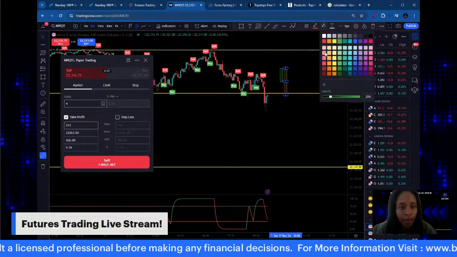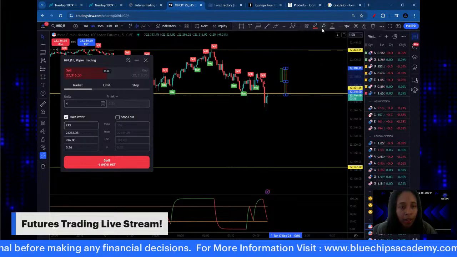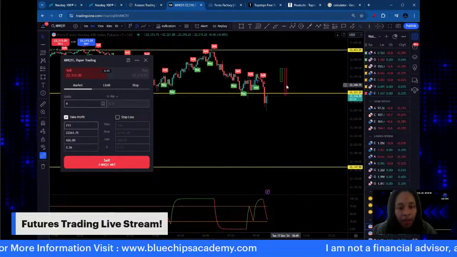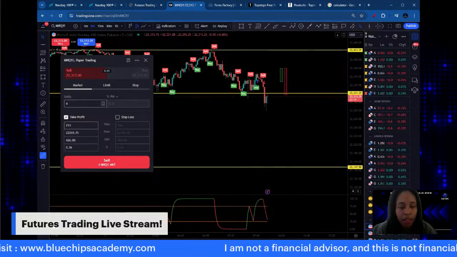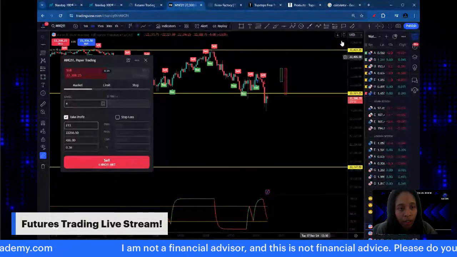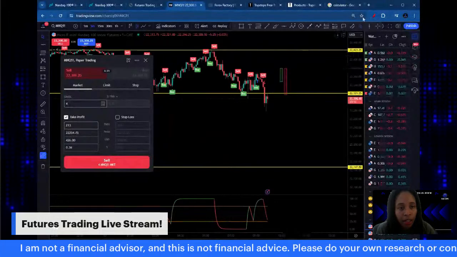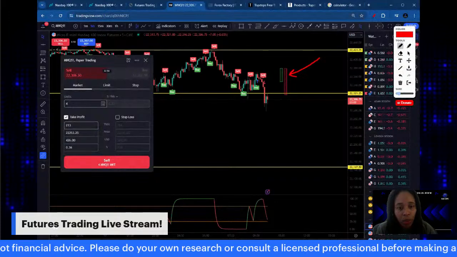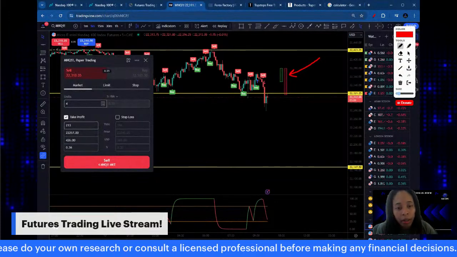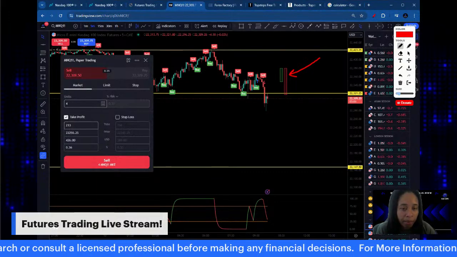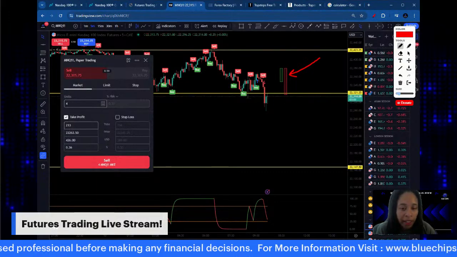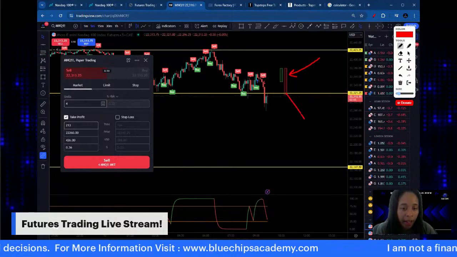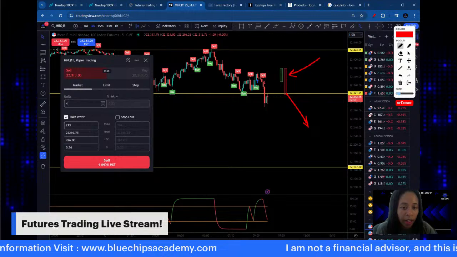Let me make this red for you guys. So the body of this candle is bigger than this candle. This is considered an engulfing candle. So typically what happens is that's telling you that there are more sellers trying to push the price down. So when you see engulfing candles, typically price follows behind that. You might see some more bearish candles to follow behind that, where price continues to push down.